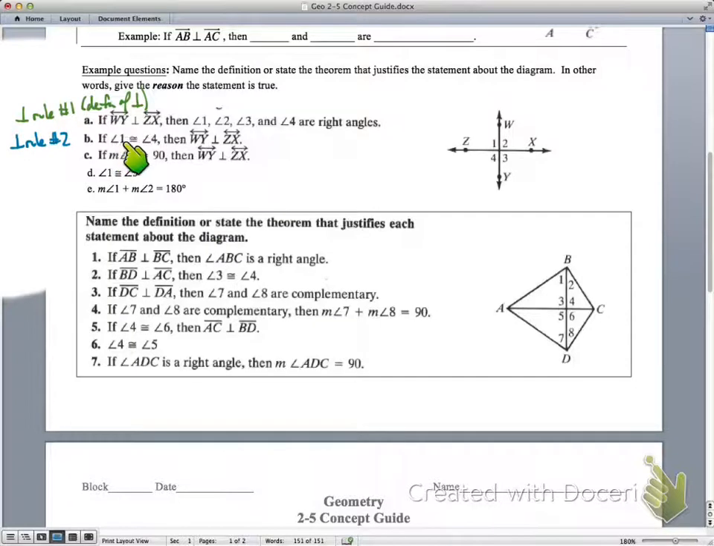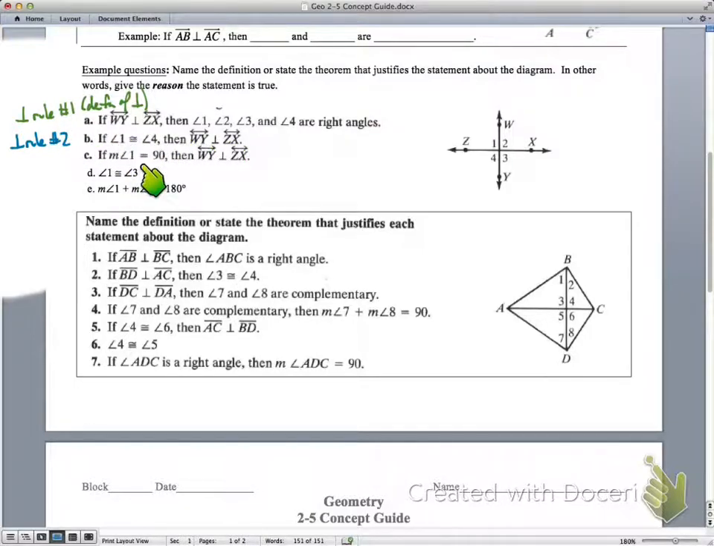Question B: if angle 1 is congruent to angle 4, then they are perpendicular. Well, that was saying if these are congruent, then you have perpendicular lines. That was what rule number 2 was stating. How can we say that that's true? If they're perpendicular, then they're congruent. I'm sorry, if they're congruent, then they are perpendicular.